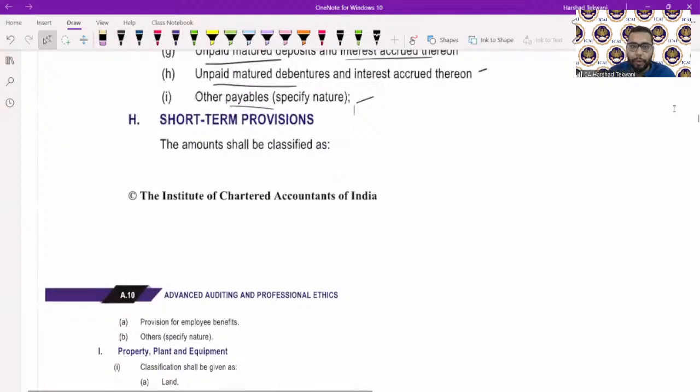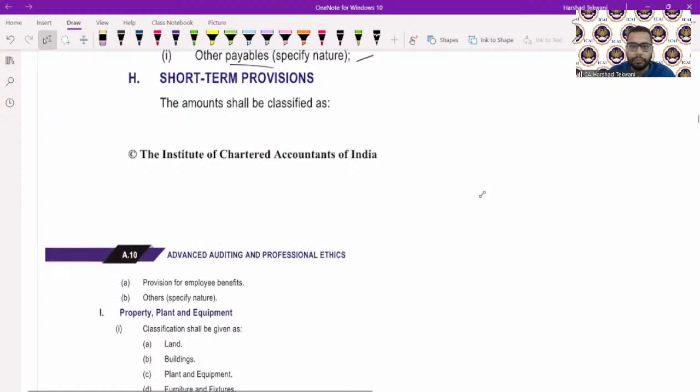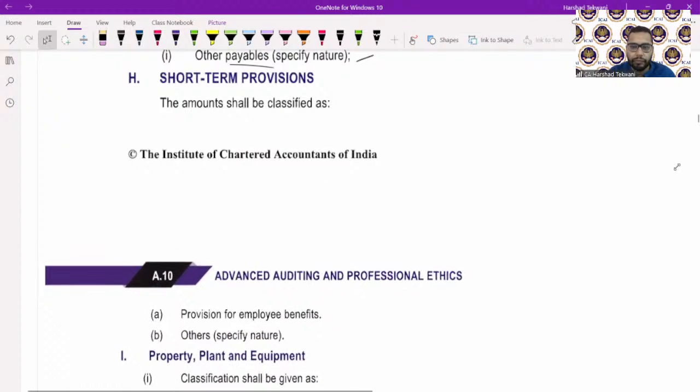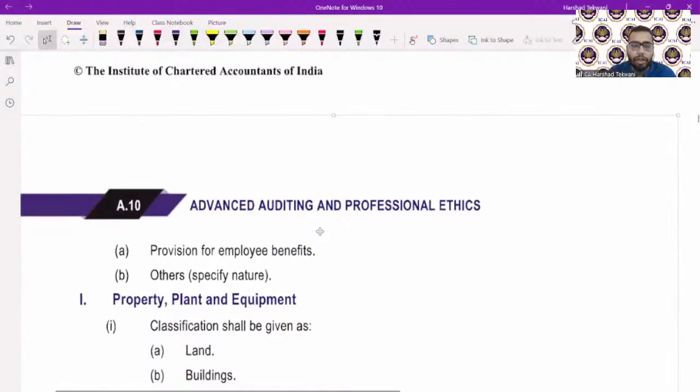Then short-term provisions. As its name states, it will be either provision for employee benefits or other provisions, where you need to specify the nature. What is the other provision? So that was the liability side for Part 1.